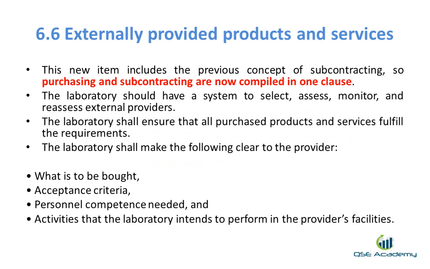6.6. Externally provided products and services. This new item includes the previous concept of subcontracting, so purchasing and subcontracting are now compiled in one clause. The laboratory should have a system to select, assess, monitor, and reassess external providers. The laboratory shall ensure that all purchased products and services fulfill the requirements.